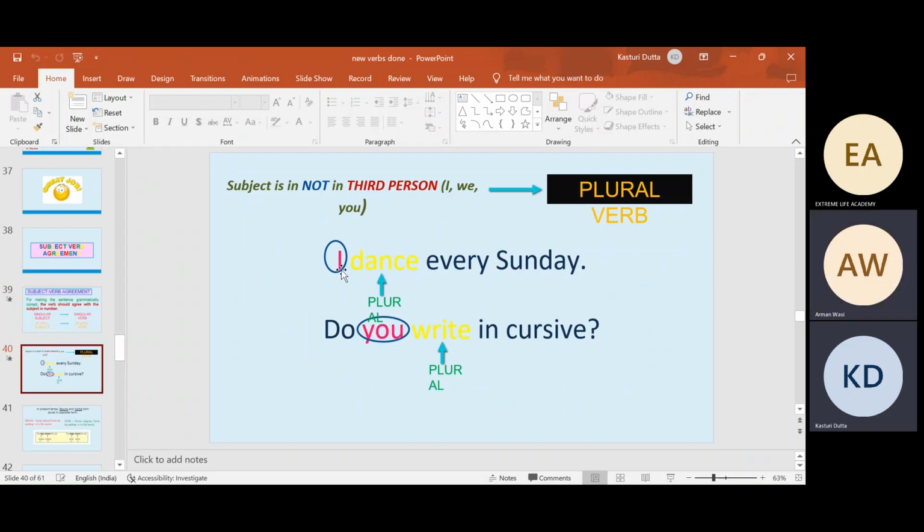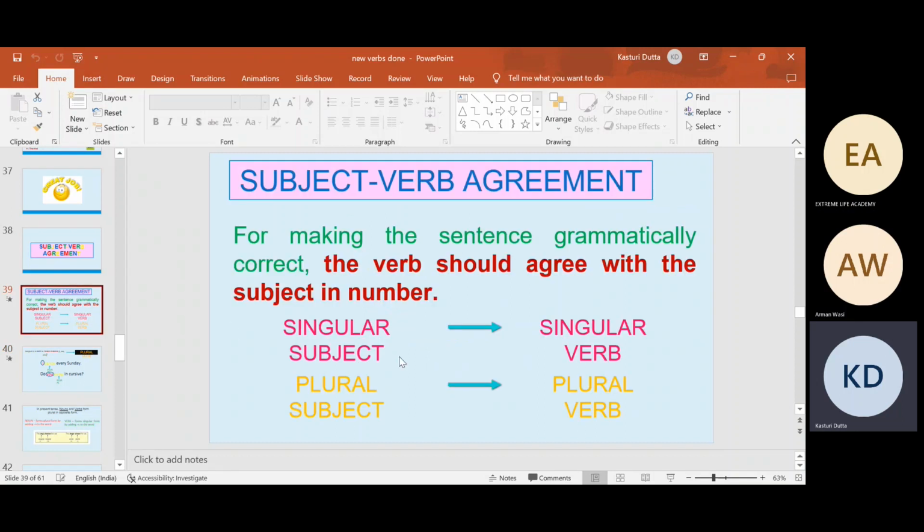You understand? Because I is singular. Similarly for you, you is singular. You is a mixed combination, a mixture of both singular and plural. Suppose I say Arman, I'm talking to you. And if I say Arman, I'm talking to all of you. Suppose there are 8 friends, so I'm talking to all of you. So the rule goes in this way, that singular subject and plural.